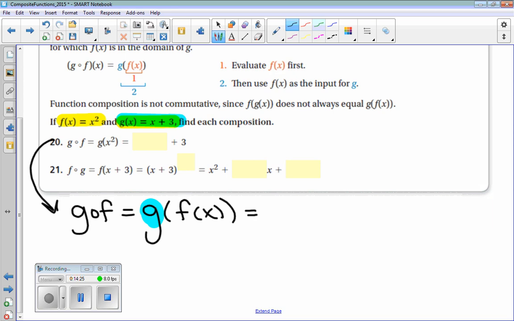At first. So I'm going to start with my g function. I see an x, so rather than an x, I'm going to put parentheses, and then I'm going to say plus 3. That is like x plus 3. Okay? x plus 3. That's exactly what g says. Do you agree? Now, what goes inside the parentheses is your f of x. So instead of my parentheses, what am I putting inside of it? x squared. Very good, because that is what f is.